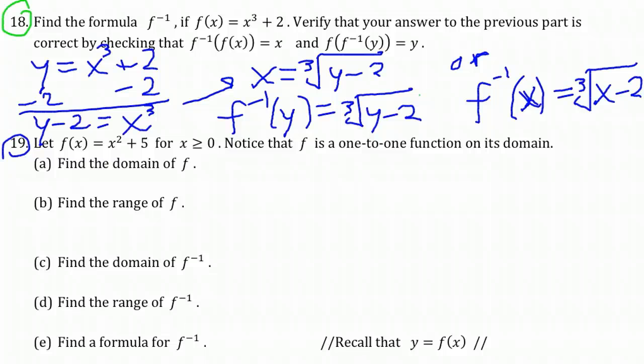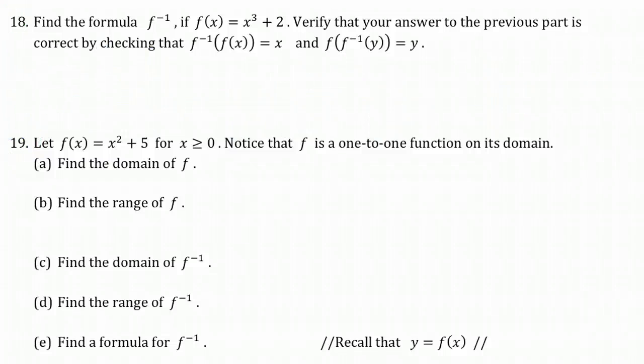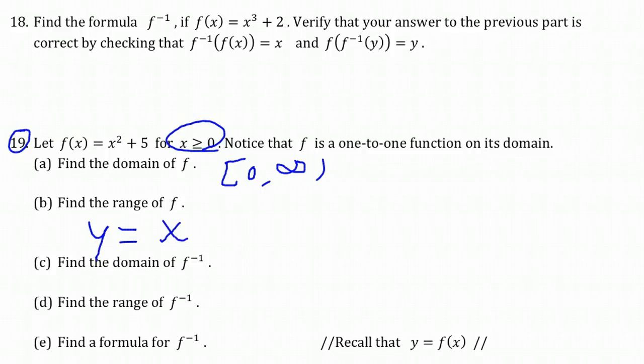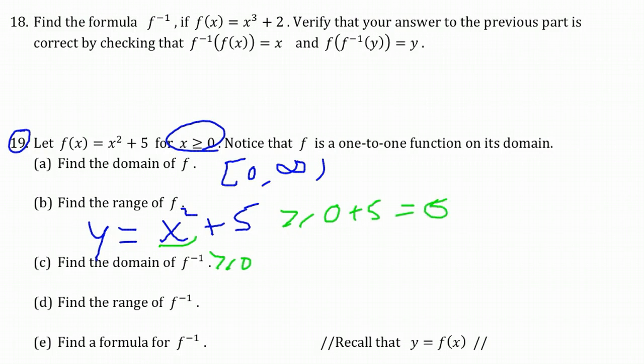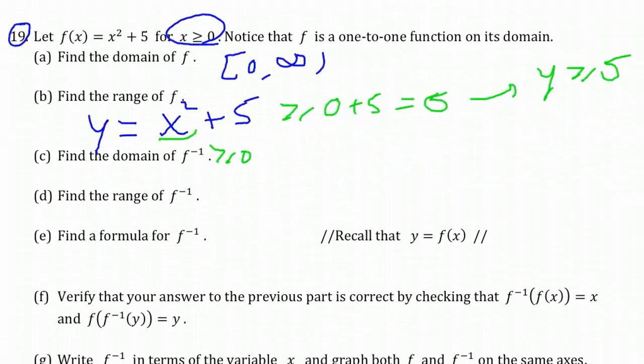All right, now let's take a look at number 19. Okay, so for this one, we're explicitly given the domain for the problem. We're told the function is x squared plus 5, but it's only for x bigger than or equal to 0. So our domain is from 0 to infinity. Now, to find the range, we'll look at it algebraically by looking at the definition. y is equal to x squared plus 5. We know x squared, no matter what we do, when we square numbers, it's got to be bigger than or equal to 0. And therefore, this quantity on the right is bigger than or equal to 0 plus 5, which is 5. So y has to be bigger than or equal to 5.